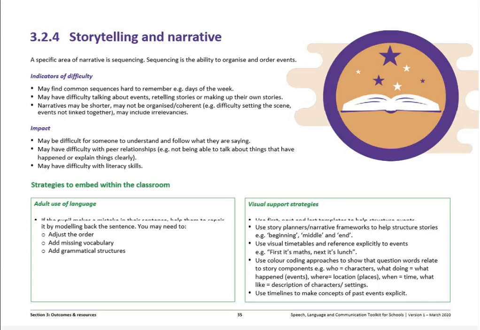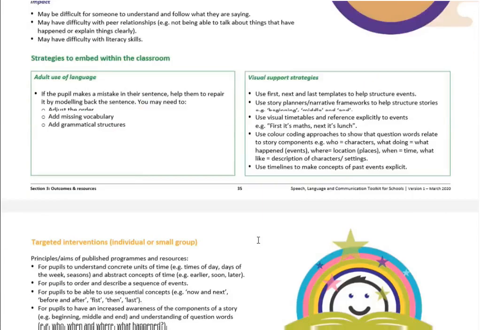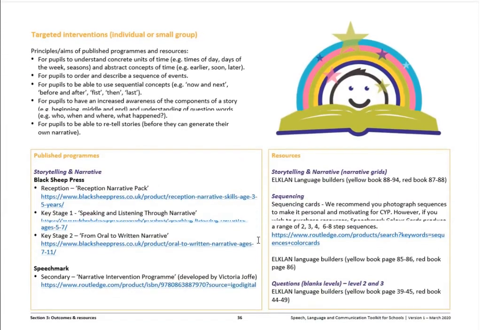The design of this toolkit makes it easy to plan support following assessment. For each area, you will find an explanation or indicators of need. Strategies that can be used by teachers or teaching assistants within the classroom indicated by green boxes. And published programs or resources which can be used for individual or group interventions indicated by orange boxes.